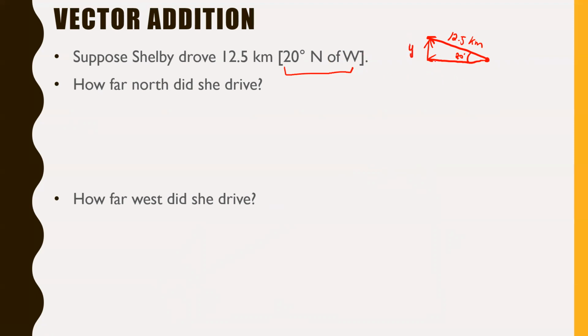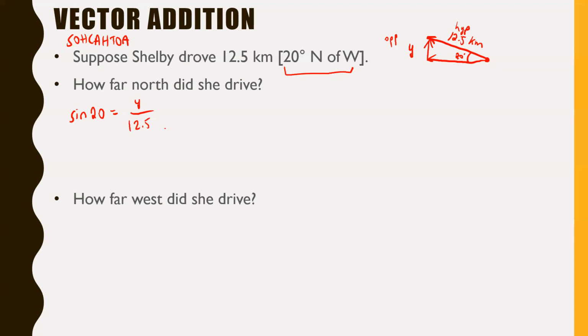The north component would be her Y, right? It's up and down. So if we look at y, we can see that's the opposite side of this triangle, and this over here that we were given is our hypotenuse. Opposite and hypotenuse from SOHCAHTOA. Let me write that out one more time. SOHCAHTOA. Opposite and hypotenuse, that would be sine, right? So we'd have sine of 20 equals y, that's our opposite, over our hypotenuse, which is 12.5.